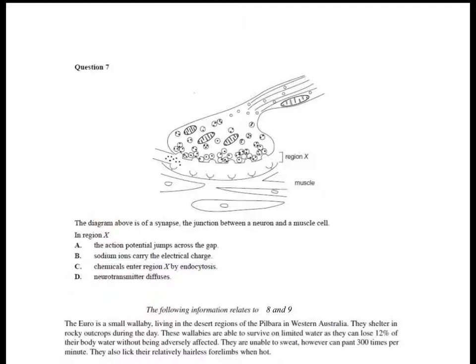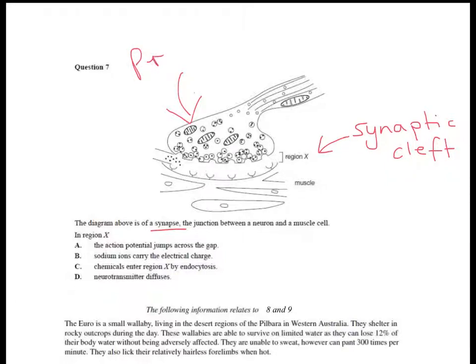Okay, moving on. We've got a synapse. It tells you that we've got a synapse here. The junction between a neuron and a muscle cell. So we're looking at region X, and region X, if you remember, is called the synaptic cleft. So that is the region between two nerve cells. Okay, we've got the presynaptic neuron here, and we've got the postsynaptic neuron on the other side.